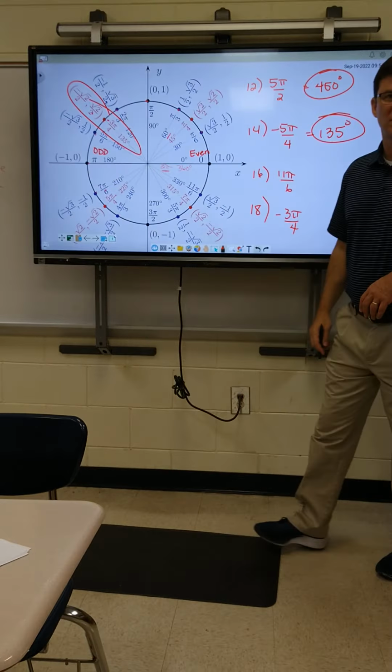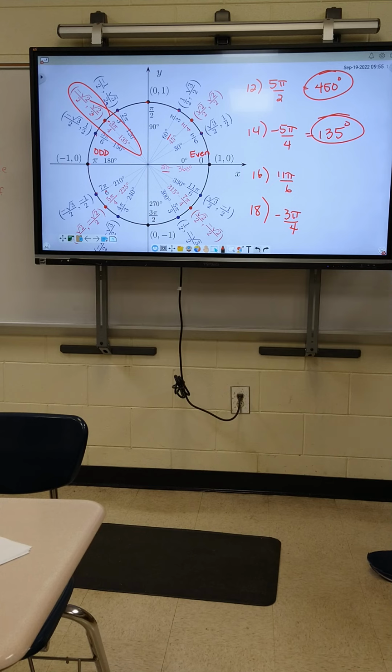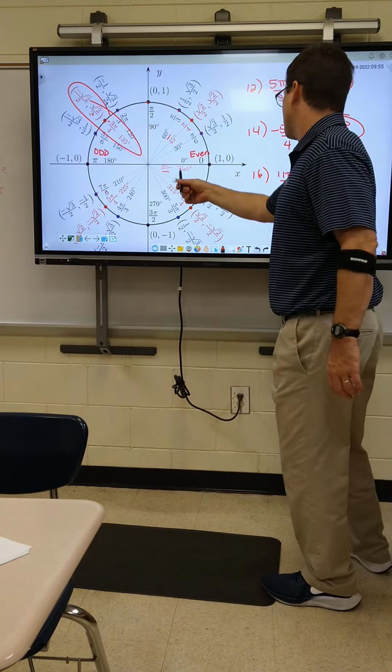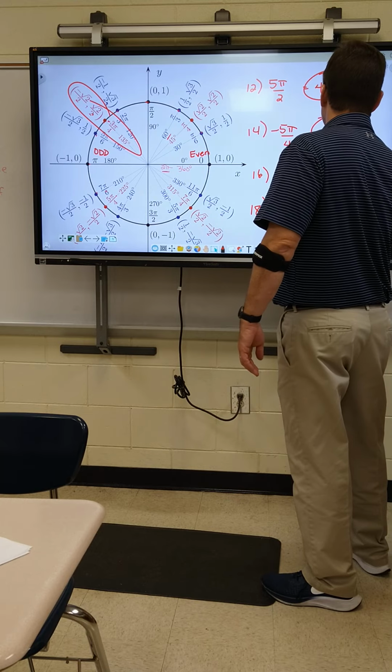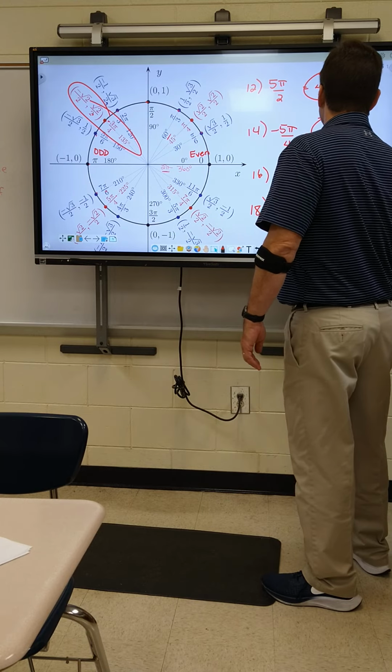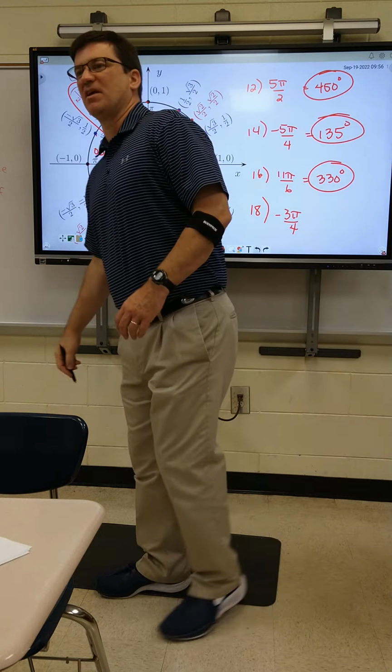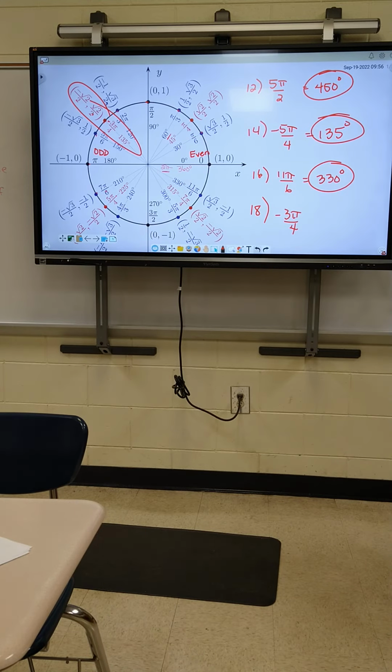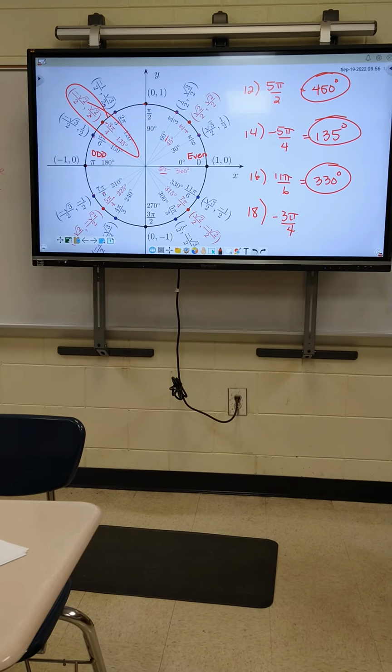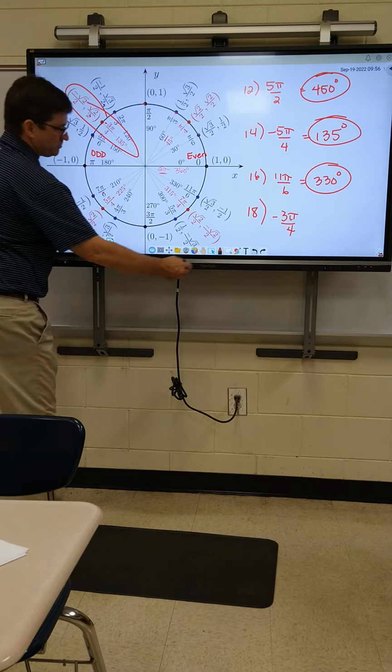Alright, 11 pi over 6 is on your circle. What is it? 11 pi over 6 is 330. Find number 18 without using a calculator. Put your calculator down, find number 18, get an answer. Negative 3 pi over 4.